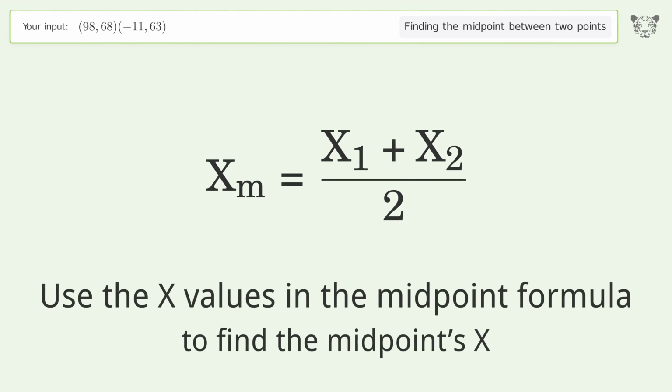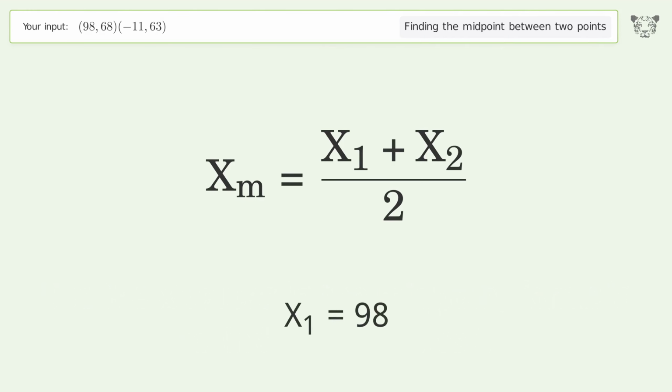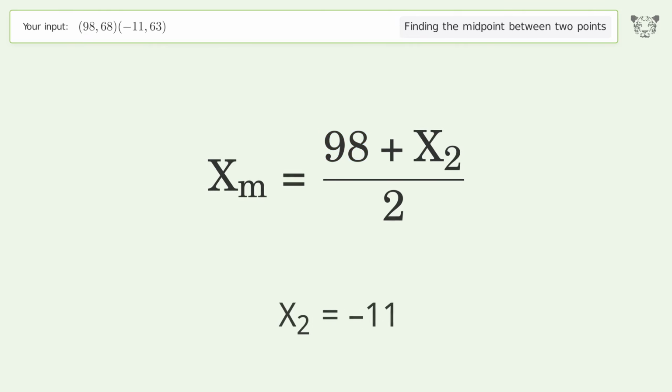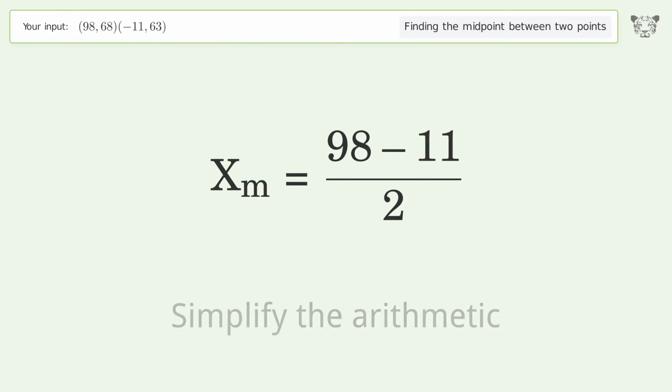Use the x values in the midpoint formula to find the midpoint's x. x1 equals 98. x2 equals -11. Simplify the arithmetic.